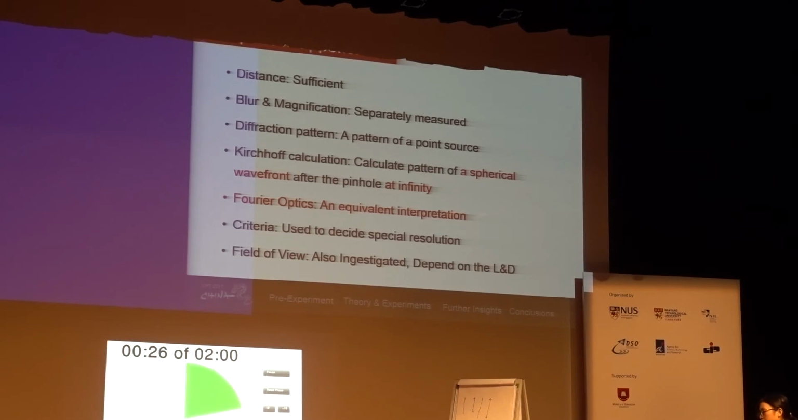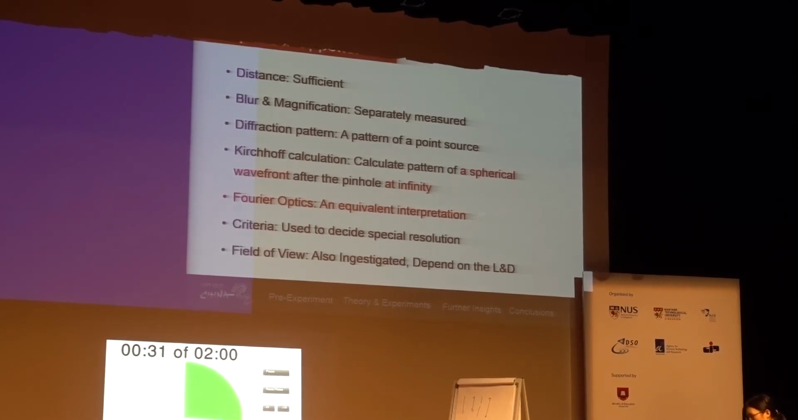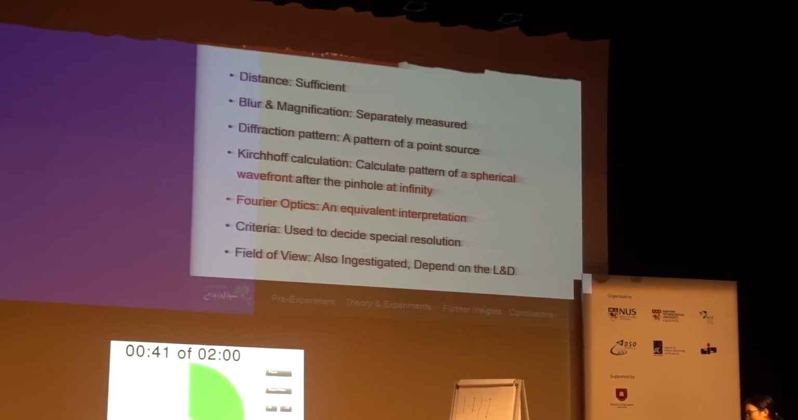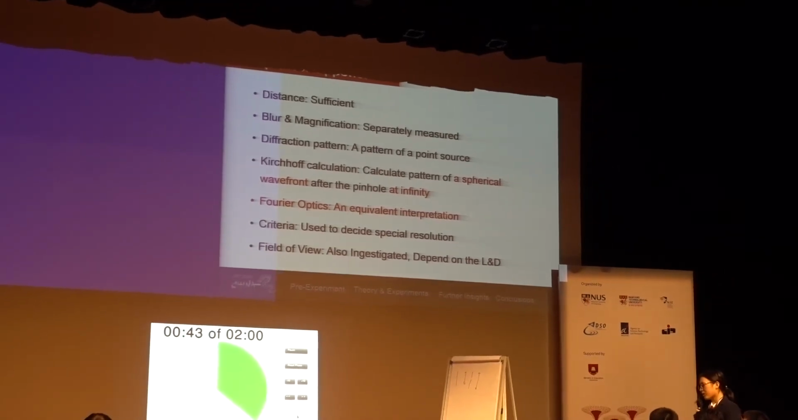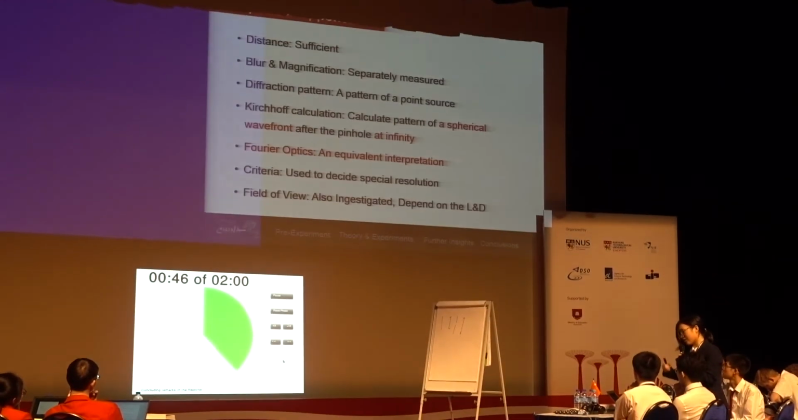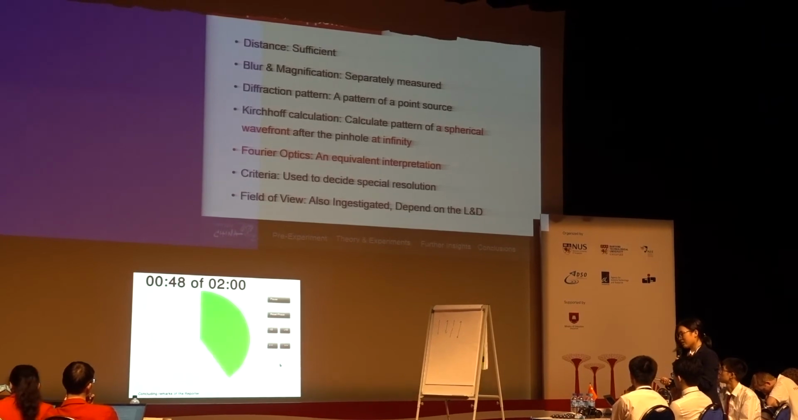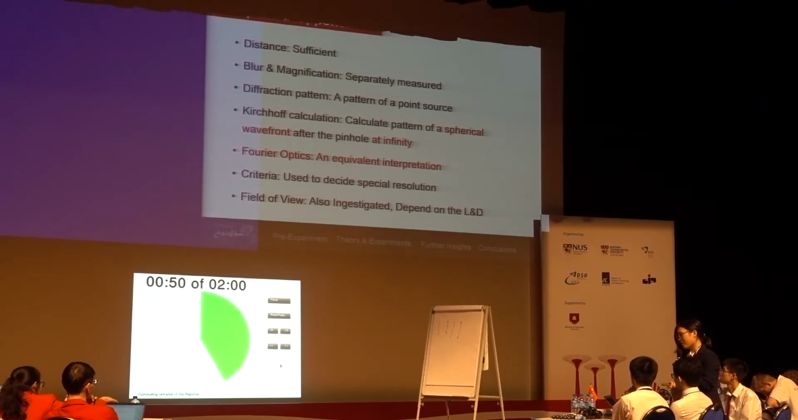So some responses to the opponent. First, the distance. We didn't use the infinite approximation. We actually calculated the object distance, the image distance, the blur and the magnification. We measured them separately. And I don't think it is reasonable, for example, if you use a lens with a variance and there is some blur, to say this lens magnification is larger because of the blur. I don't think that is reasonable.